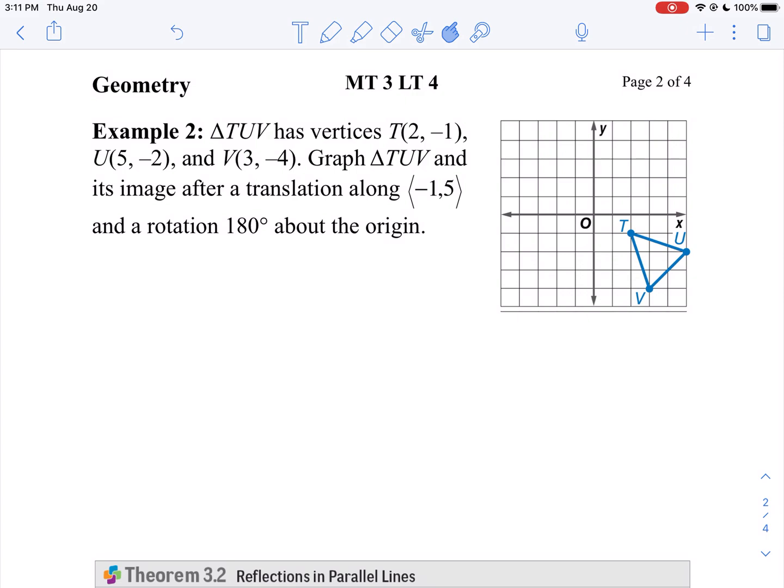180 degrees. So I'm going to take point T. I'm going to move to the left 1 and up 5. 1, 2, 3, 4, 5. There's T primed. And then I'm going to do the same thing for U. And I'll do the same thing for V.